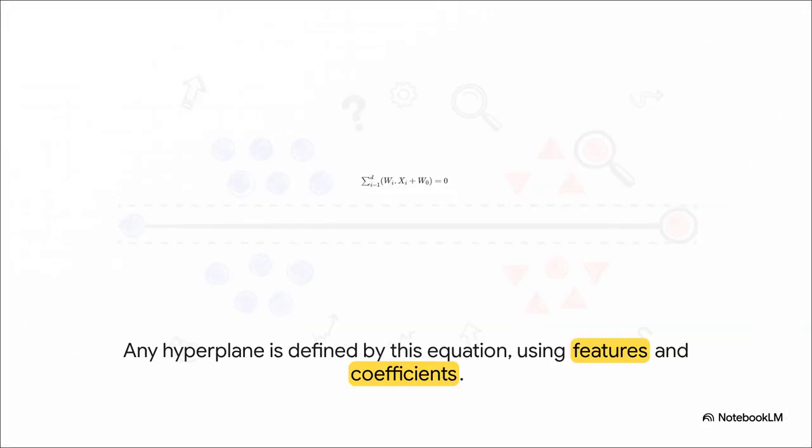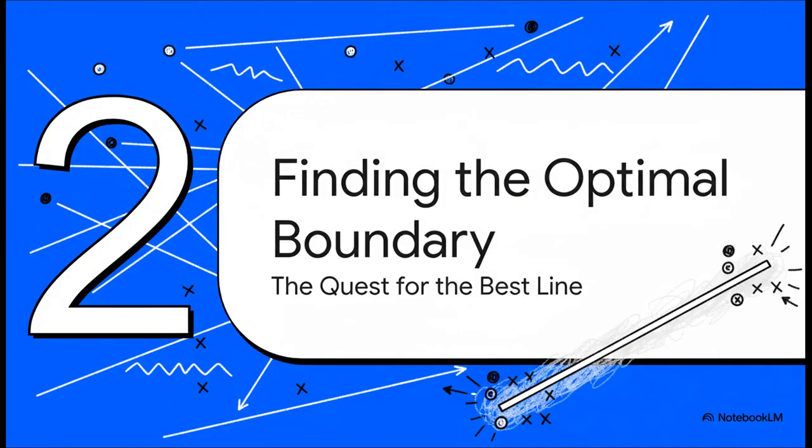Now I know, equations can look a little intimidating, but this one is pretty straightforward. It's the universal address for any hyperplane. The x's are just your data's features, and the w's are weights that the model learns. Basically, you plug a data point into this equation. If you get a positive number, it's on one side of the line. If you get a negative number, it's on the other. Simple as that. So a hyperplane splits our data.